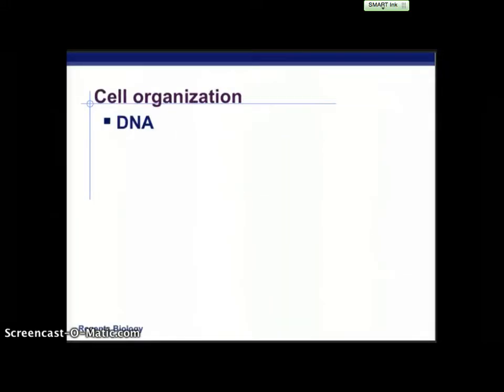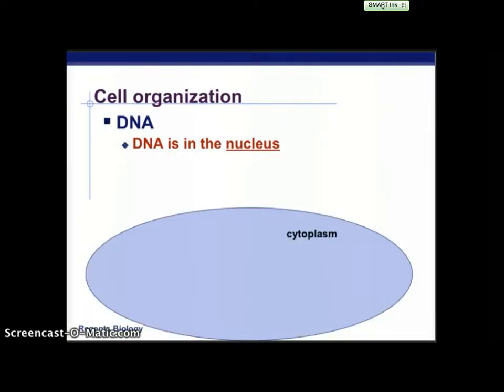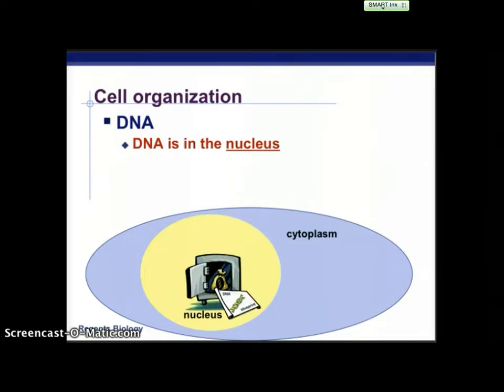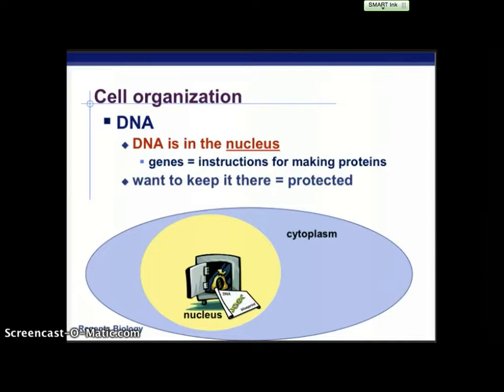Cell organization. DNA, again, is found in the nucleus. So we have here our cell, the cytoplasm, and we're going to draw our little nucleus here. Inside we have the DNA, which again are the instructions for making proteins. We want to keep it there, we want to keep it protected. So essentially think about the nucleus as locking that DNA in the vault.